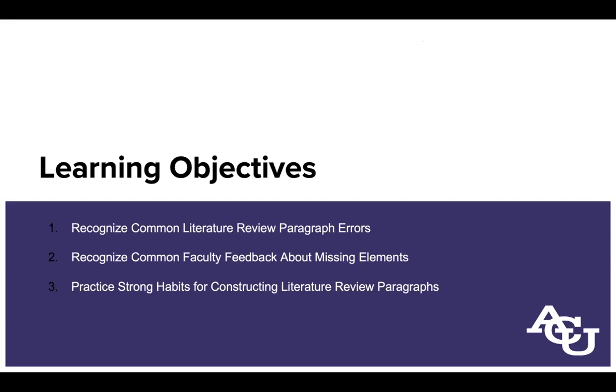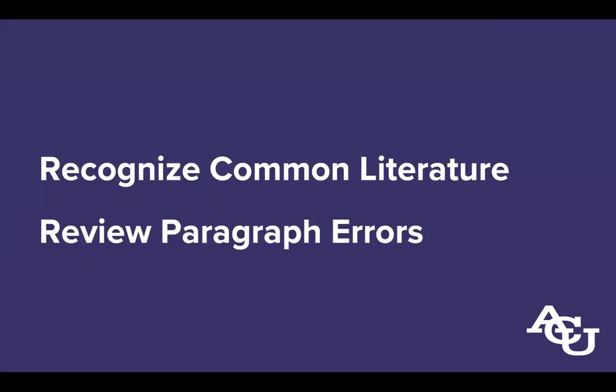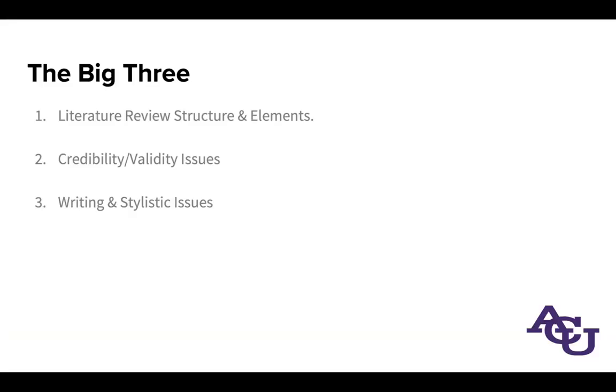So we're going to be looking at things in this order, starting with looking at some of the more common paragraph errors that you might see in the literature review. And we're going to divide these into two basic categories. The big three, and these are more big picture concerns. Does your literature review have a clear and logical structure? And does it have the component elements that we're expecting?